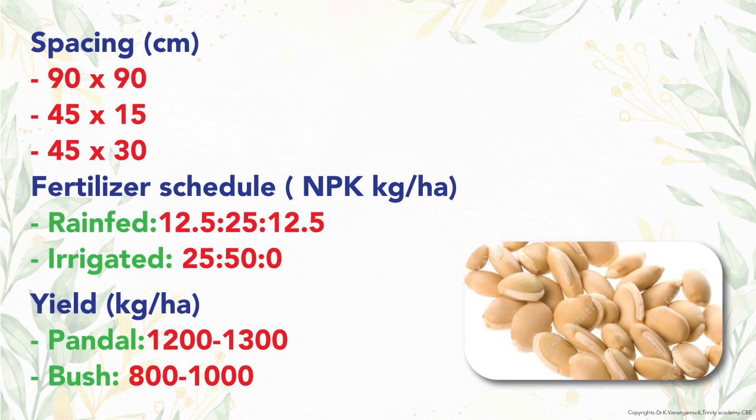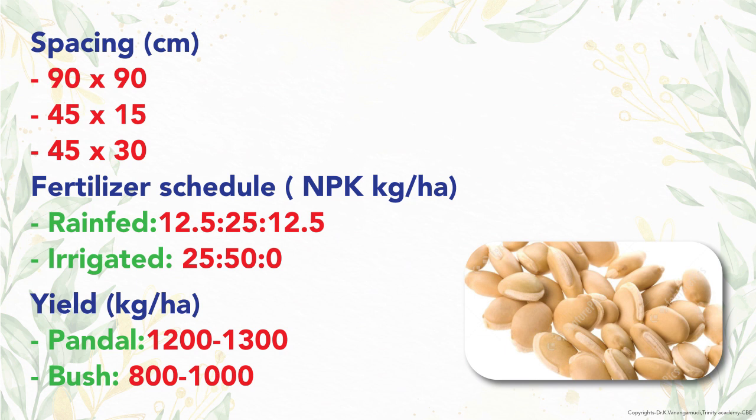The normal and the optimum spacing for Garden Lab is 90 by 90, 40 by 15, 45 by 30 centimeter depending on the varieties. Fertilizer for rain-fed crop is 12.5, 25 and 12.5 kg NPK per hectare, while for irrigated lab is 25, 50 kg N and P.